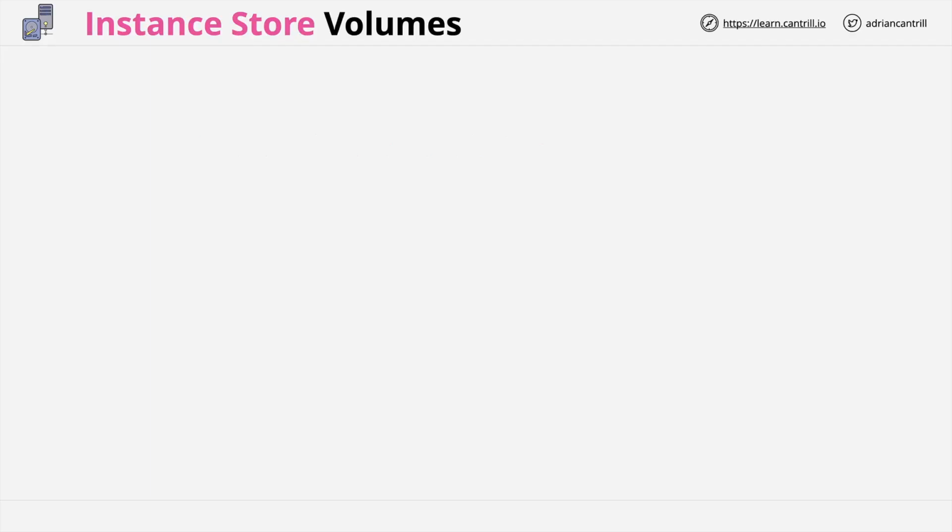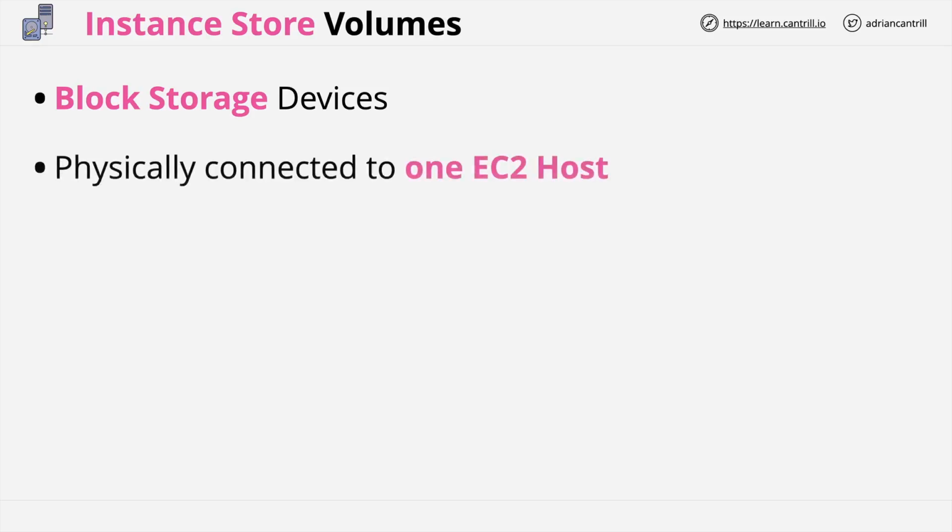Instance store volumes provide block storage devices, so raw volumes which can be attached to an instance, presented to the operating system on that instance and used as the basis for a file system which can then in turn be used by applications. So far they're just like EBS, only local instead of being presented over the network. These volumes are physically connected to one EC2 host, and that's really important. Each EC2 host has its own instance store volumes, and they're isolated to that one particular host.